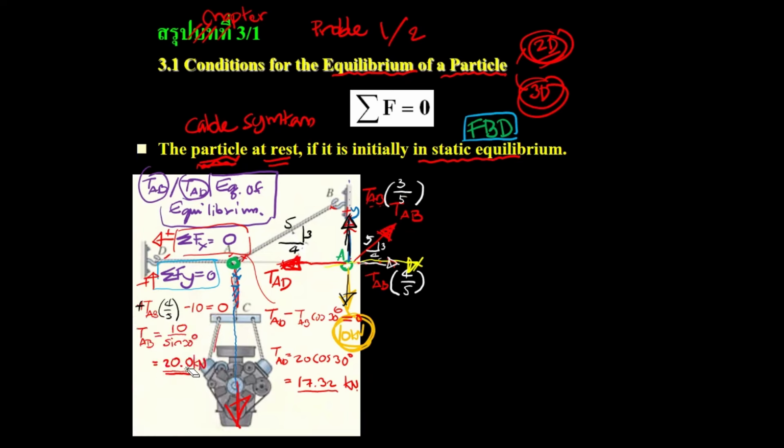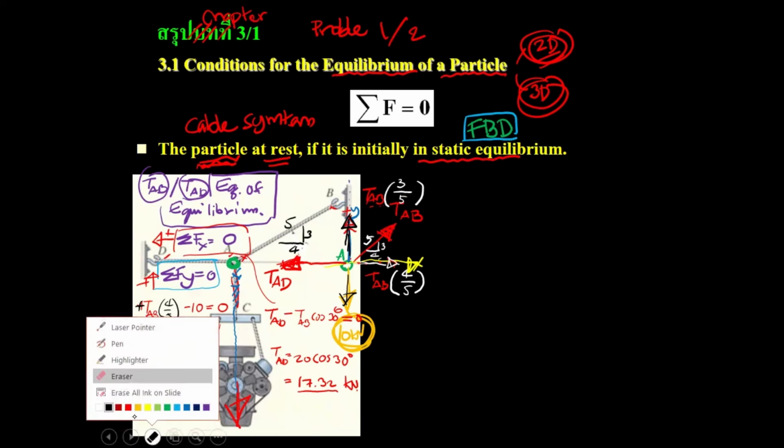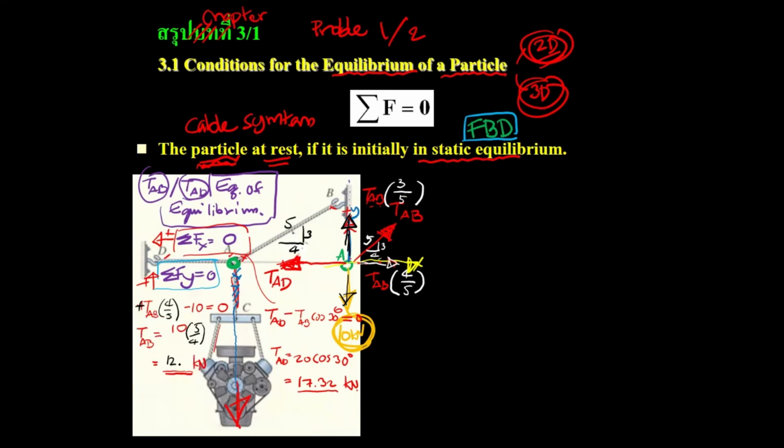Then you change this one to 10, but you have to time what? Times 5 over 3. When you time this one, it's going to be 50 divided by 3. The answer just changes to what? 16.67, right? So your answer now changes to 16.67. And then for the summation of F sub x equal to 0, now T sub AB is okay.